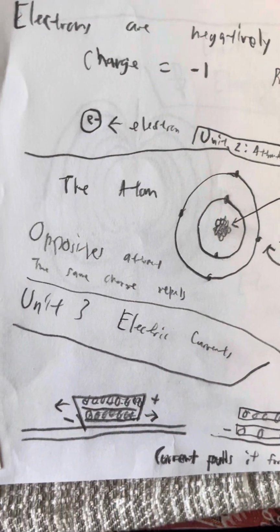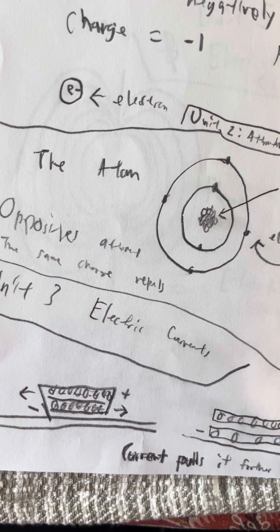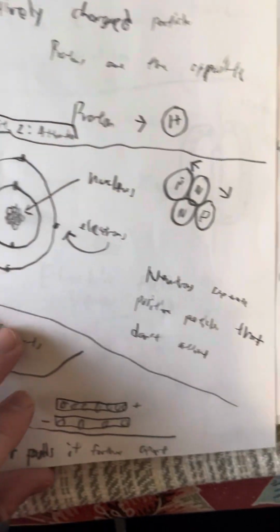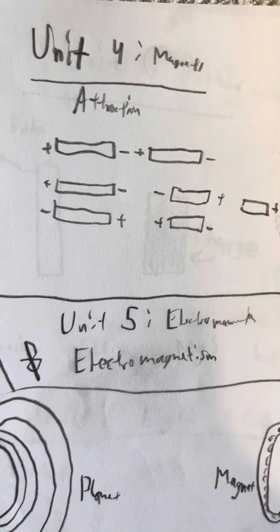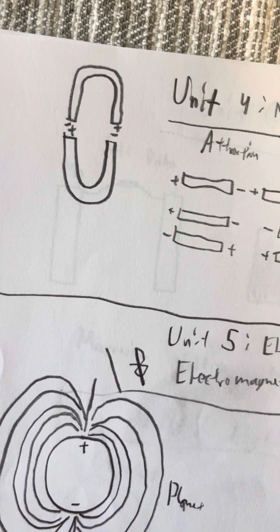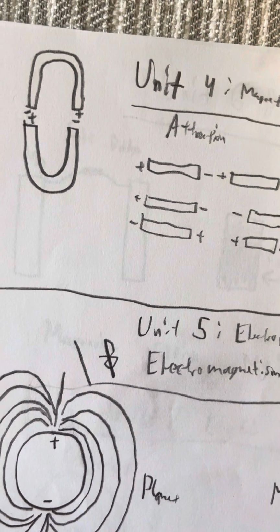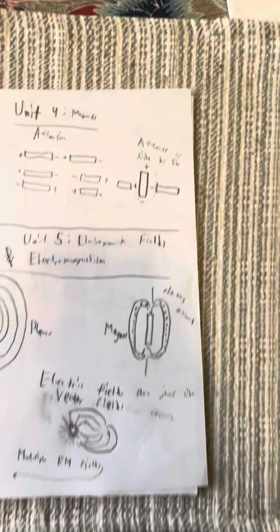Unit 5, electric currents. Different electric charges, positive and negative, go in opposite directions. Unit 6, attraction. You have the opposites attract, like forces repel. Just like in these magnets over here.